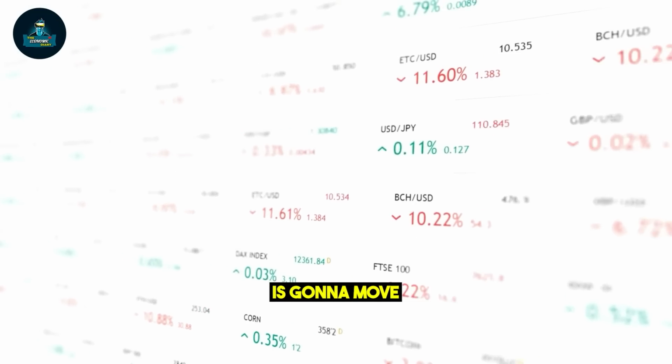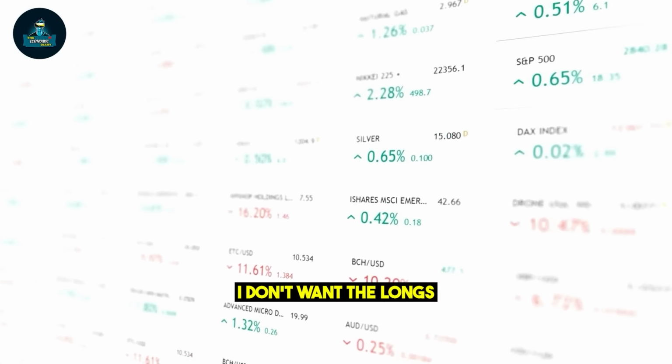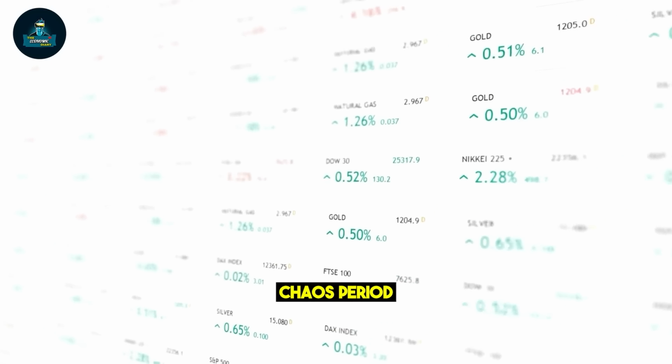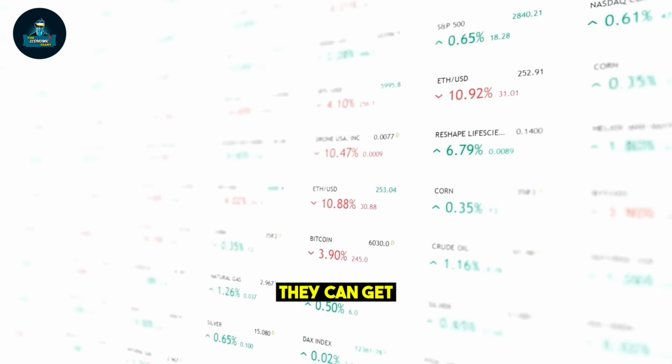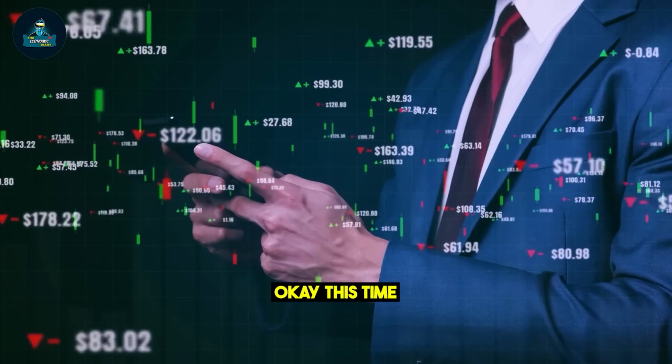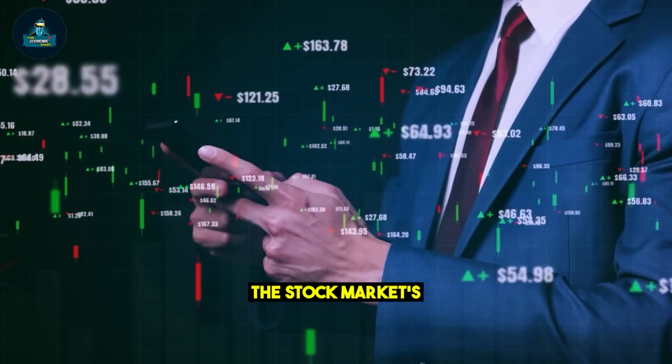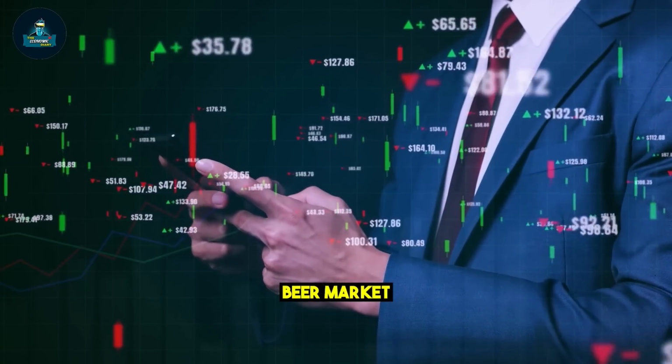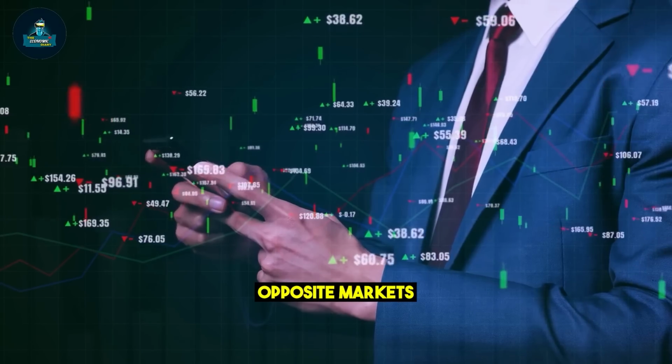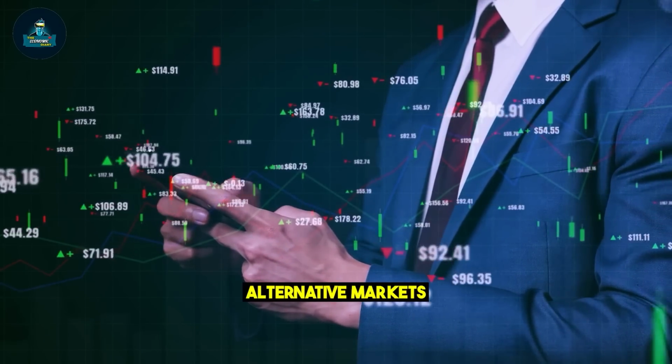It's going to be an interesting year and a half, we think. That a lot of stuff is going to move big time. But frankly, I don't want the longs too enthusiastic until we get into that chaos period where it's going vertical. Then they can get enthusiastic, if you know what I mean. Okay. This time, we don't think the stock market's going to crash. We think it'll go into a normal bear market. And I think you'll see the opposite markets, the alternative markets, rise.